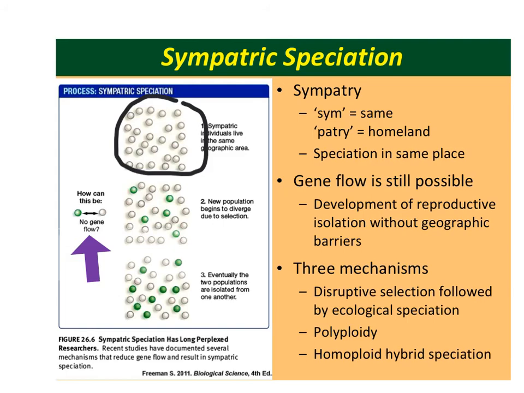So sympatry is the same homeland, speciation in the same place. Gene flow is still possible, but somehow developmental and reproductive isolation without geographic barriers, disruptive selection followed by ecological speciation. So take a look at this.